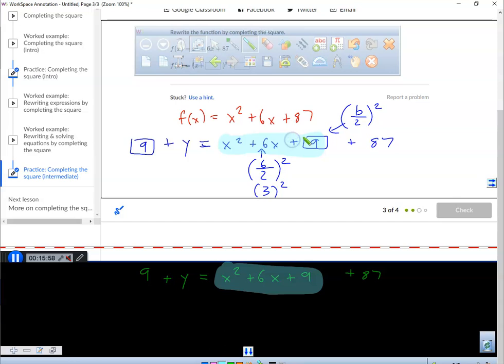So what do we do with that guy? We have to factor him. It's always easy to factor because it's always half that number. What's half that number? 3. So here's the shortcut. We know it's going to be x plus 3 squared.